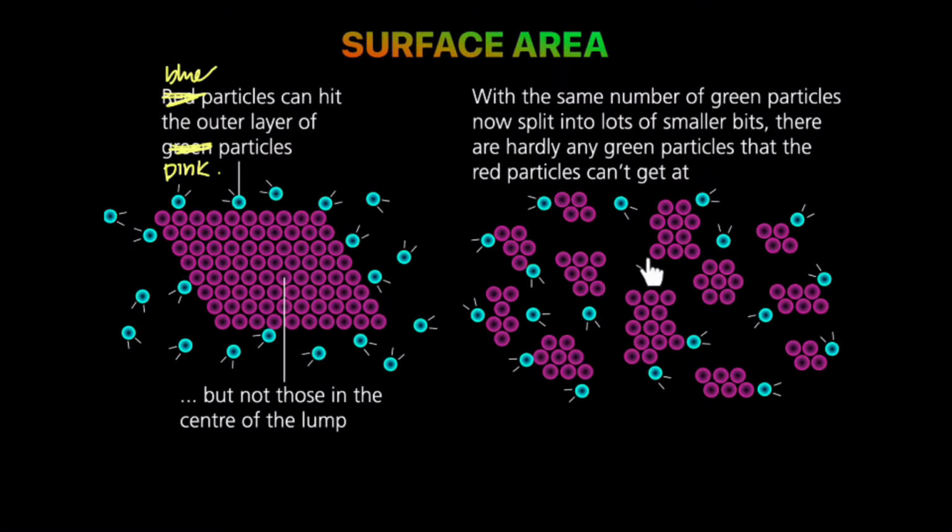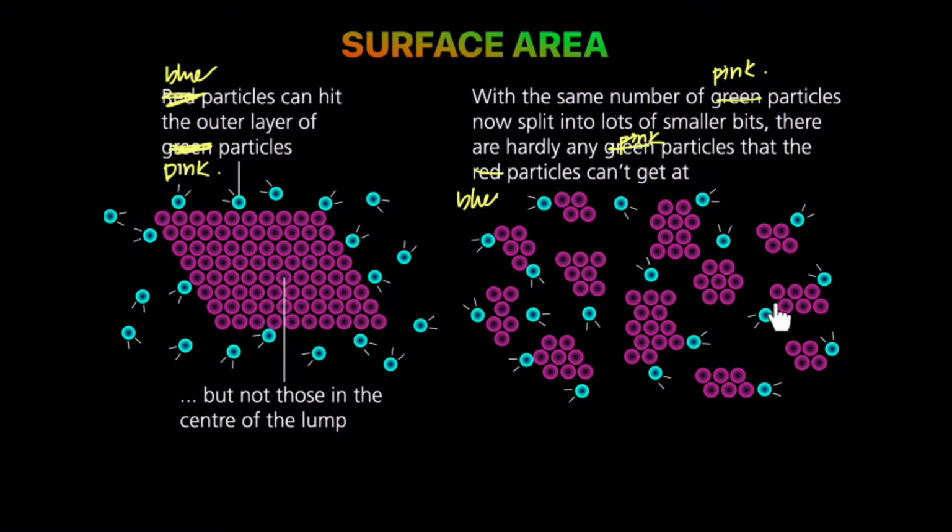Now you break it into chunks, and a lot of these particles can now hit the center. So there is the same number of green and pink particles. What creating smaller particle size basically does is increase the frequency of the collisions we care about, the collisions between the two different reactants.